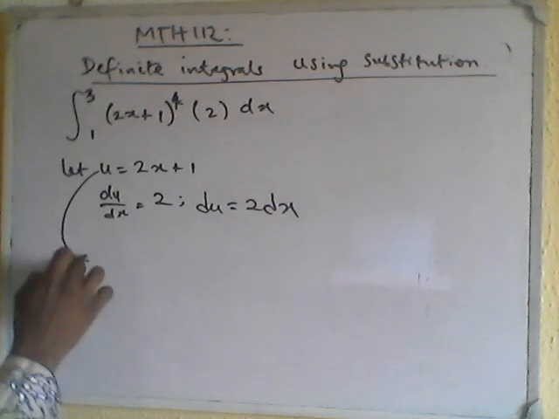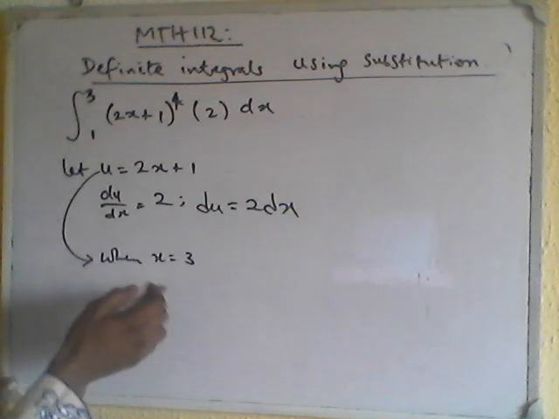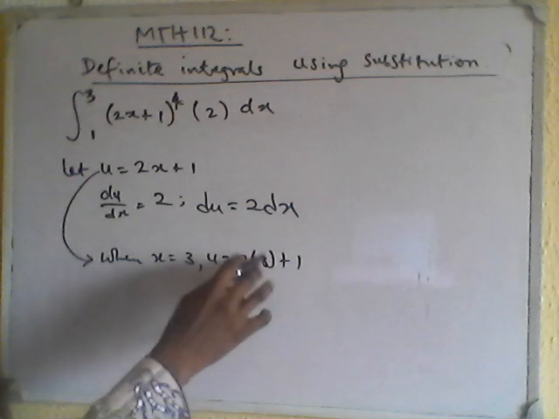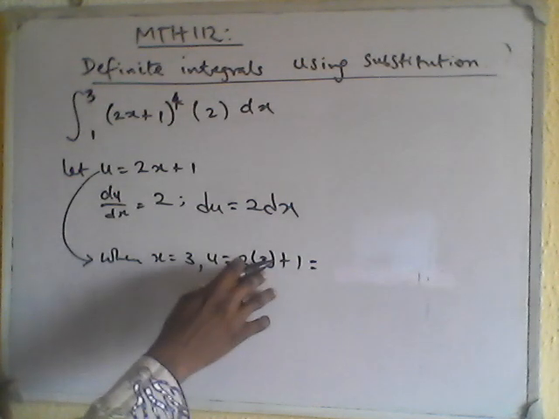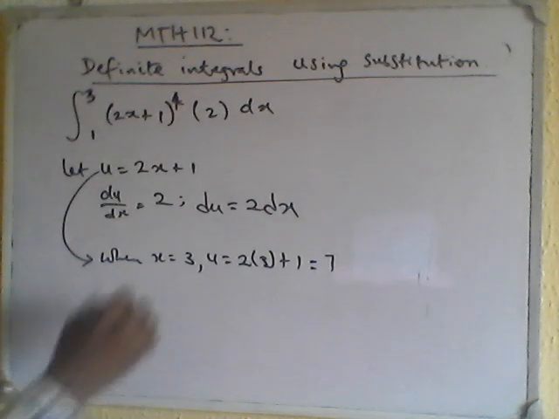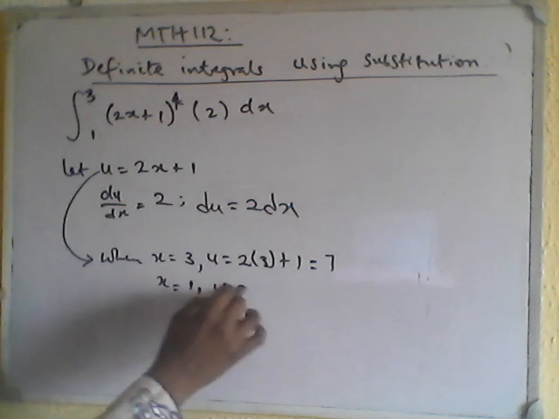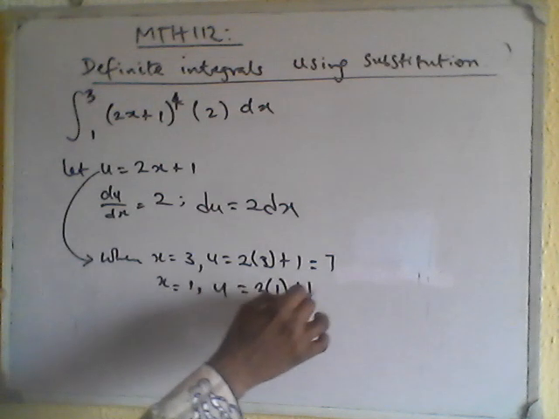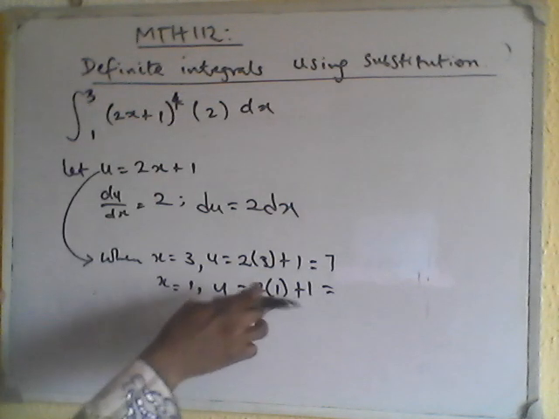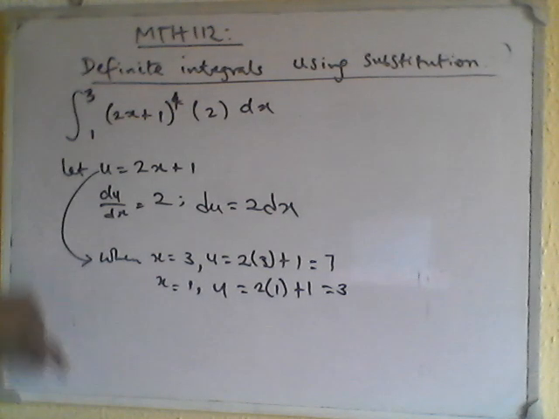How? I'll say when x is equal to 3, what is u? u will be 2 into 3 plus 1, and u is 2 times 3 is 6, plus 1 is 7. u is 7 for the first part. Then when x is equal to 1, u is 2 into 1 plus 1, meaning that where I see x, I put 1, right? So 2 times 1 is 2, plus 1 is 3. So u is 3.